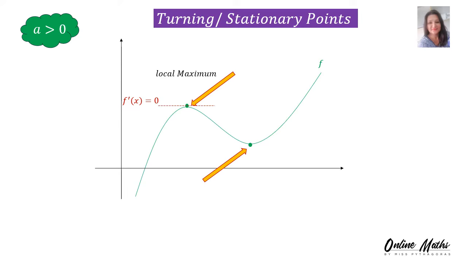Again, there's another turning point there, or stationary point. There's your gradient to the function, and the gradient there is exactly 0. Therefore, to find the turning point or the stationary point, we will find the derivative equals 0. And that point is referred to as the local minimum.